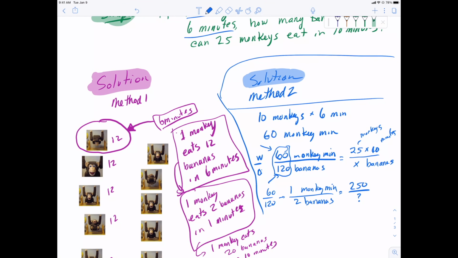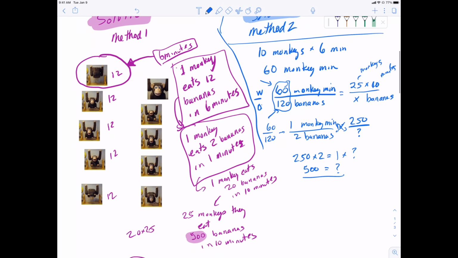Well, that number, if we cross multiply, 250 times 2 equals 1 times what? 500 equals 1 times what? And so that what is 500. So the answer is, again, 500, which is consistent. It would be a problem if these answers weren't the same.